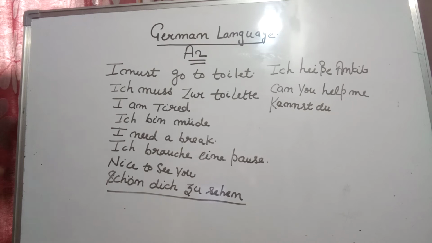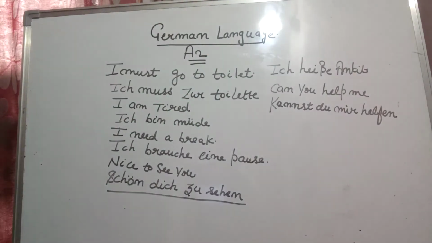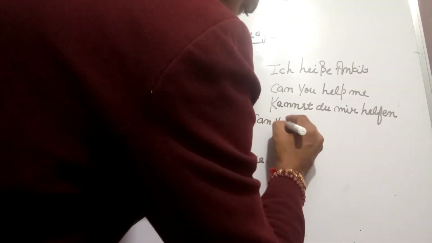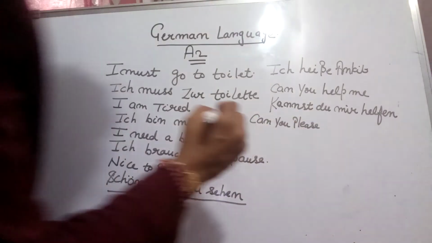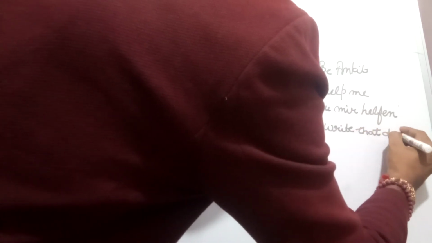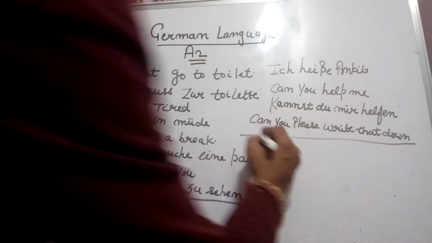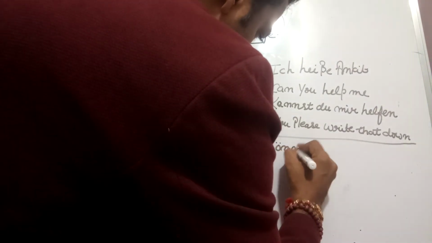Now, I am Ankit. Ich heiße Ankit. I am Lisa. Ich heiße Lisa. It means my name is Lisa. If you say, can you help me? So what you will say? Kannst du mir helfen? We already have done the verb kannst. I will explain to you. Kannst du mir helfen? Mir helfen. Kannst du mir helfen is your, can you help me?